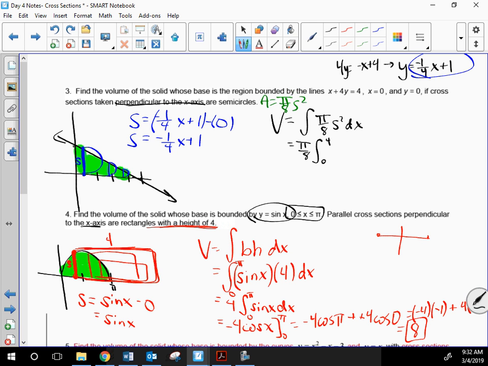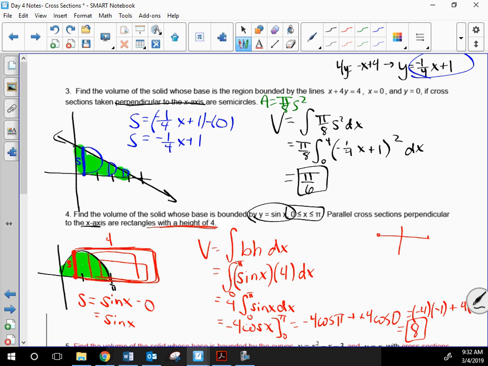Y equals 0, put it in. Alright, my side squared is negative 1/4 x plus 1. Now we could do this by hand, but to save on time, we get an answer of pi over 6. Questions with that one?